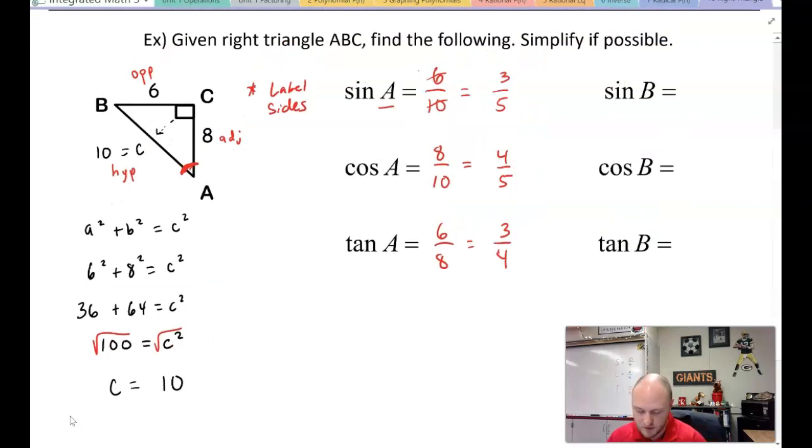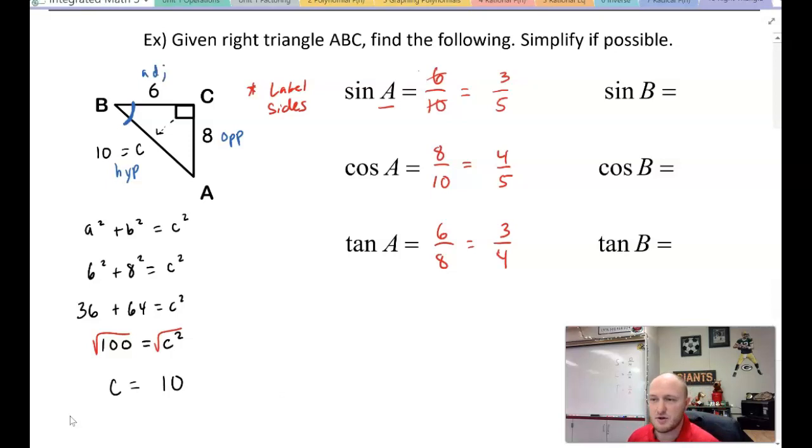Awesome. These problems want us to also do it for angle B. So I'm going to erase adjacent and opposite because they switch. The hypotenuse can stay put. So here's angle B. Now 8 is opposite. 10 stays the same. Hypotenuse is always the same, always the side across from the right angle. And now 6 is the adjacent. You notice that those switch sides.